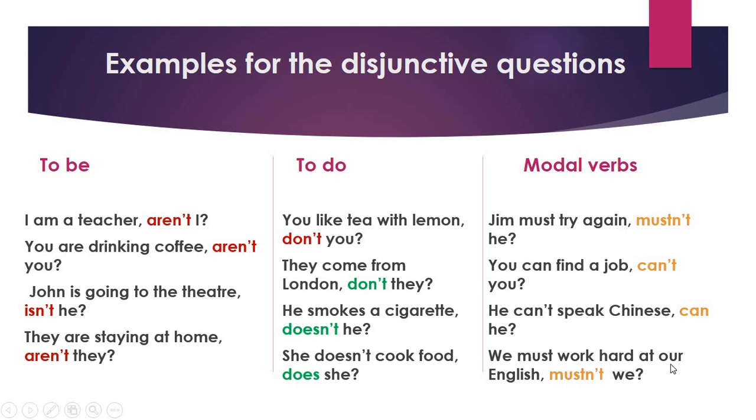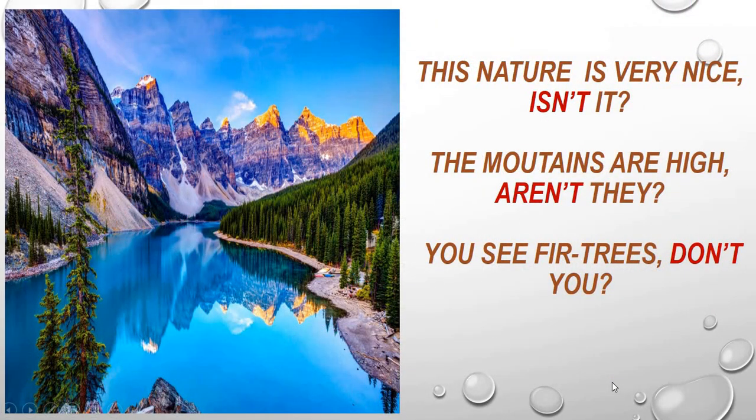We must work hard at our English, mustn't we? Here is a picture of nature. You will make up a topic for the picture and put disjunctive questions, such as: this nature is very nice, isn't it? The mountains are high, aren't they? You see fir trees, don't you?